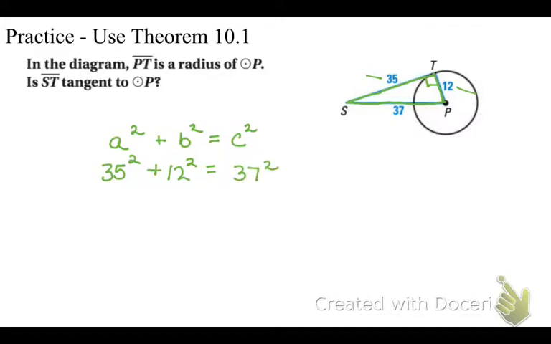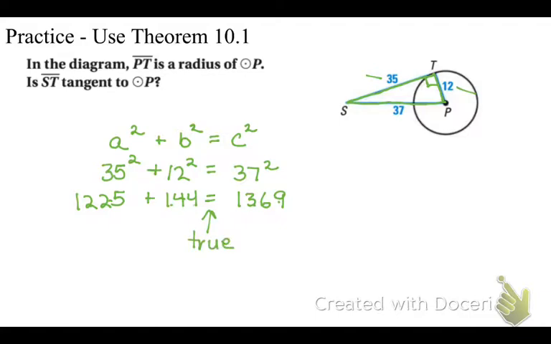So it turns out that 35 squared is 1,225. You should know 12 squared is 144. Okay, and 37 squared is 1,369. Now, is this true? Okay, pretty obviously it is. 5 and 4 is 9, 2 and 4 is 6, 2 and 1 is 3, and 1 and 0 is 1. So, yes, this is true.